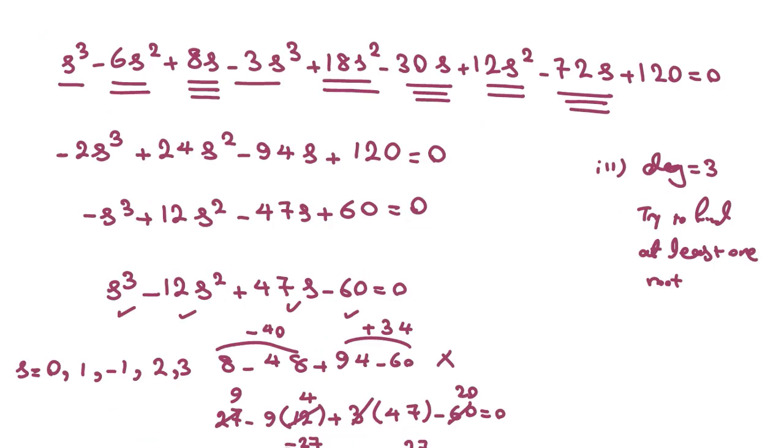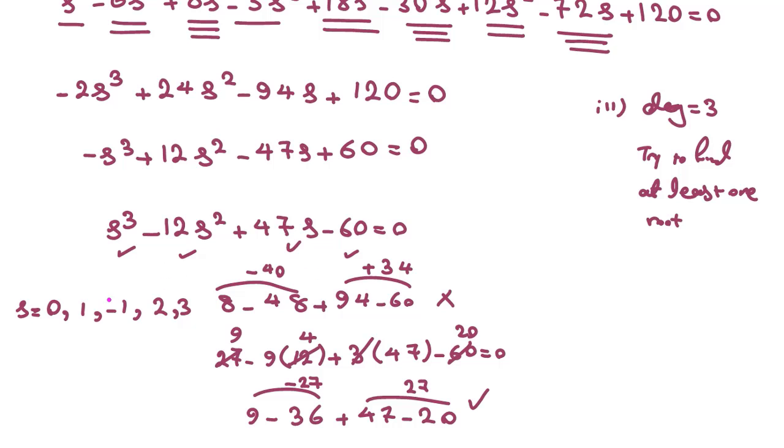Okay, if you check, for example, s equals 0, it won't be 0. If you check 1, it won't be 0. If you calculate, it will be 1 minus 12 plus 47 minus 60. You will see it's not 0. If you check negative numbers, all of them will be negative and it doesn't work. So if you check 2, it will be 8 minus this. Again, it won't be 0, but if you check 3, it will be 0.